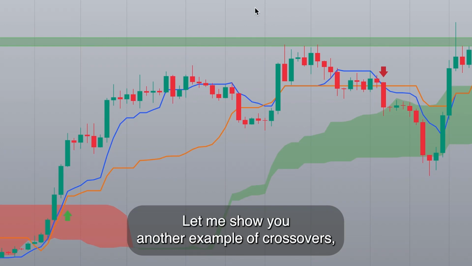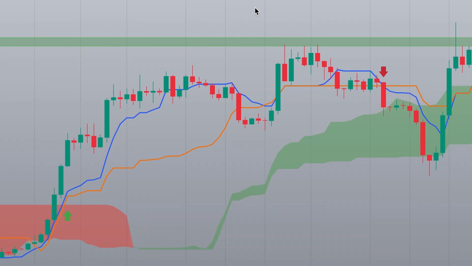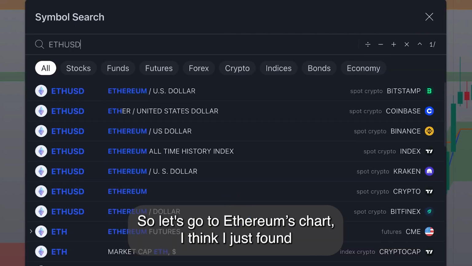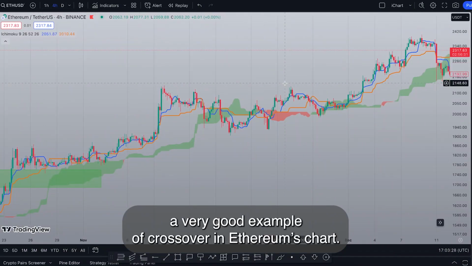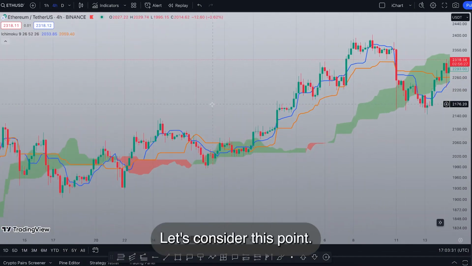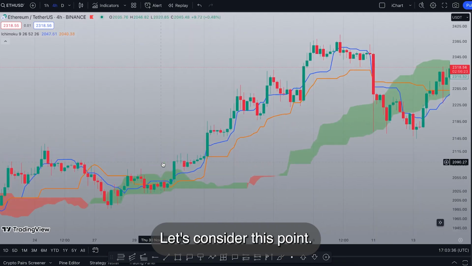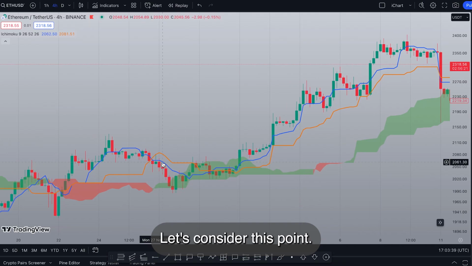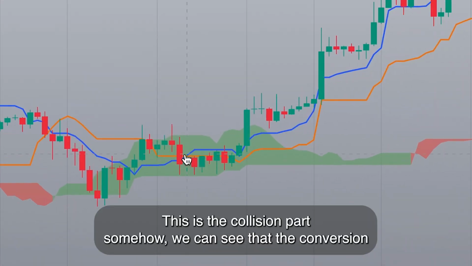Let me show you another example of crossovers, but in a different chart with a different time frame. So let's go to Ethereum's chart. I think I just found a very good example of crossovers in Ethereum's chart. Let me zoom in a little bit so that it's going to be clear. One second, yes. Let's consider this point. Exactly, this is the collision part somehow.